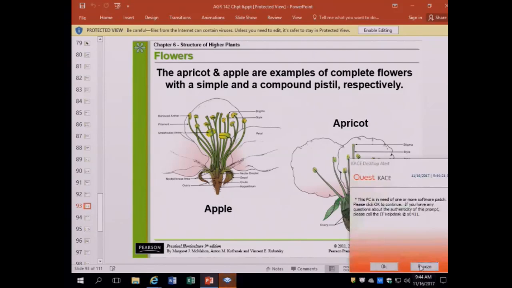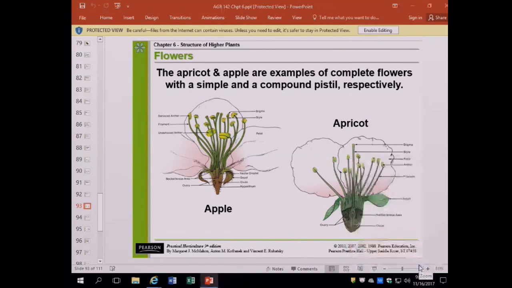I cannot get this thing. This thing wants to update. It's going to do that to me every little bit.